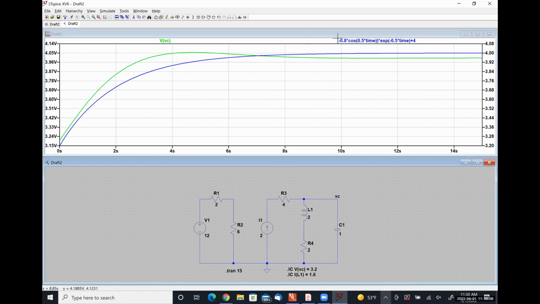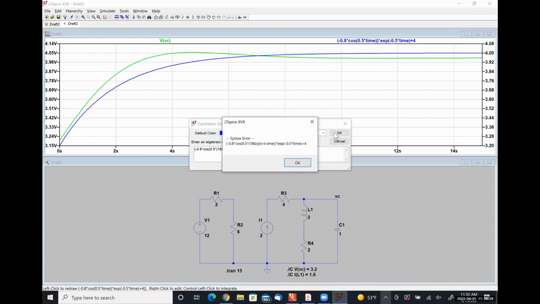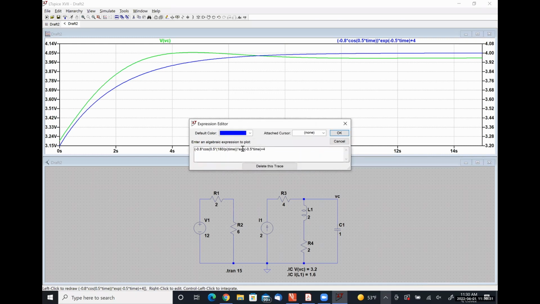So I'm going to fix that by right-clicking the mathematical expression, and I'm just going to tuck in a thing that says 180 divided by pi, where pi is just literally pi. And press OK. And it's telling me a syntax error because I forgot to put a multiplication sign.